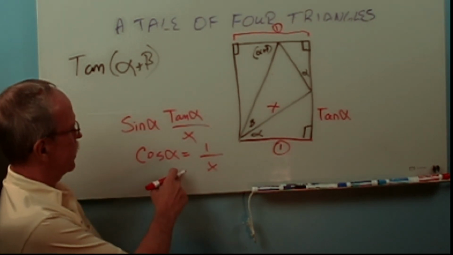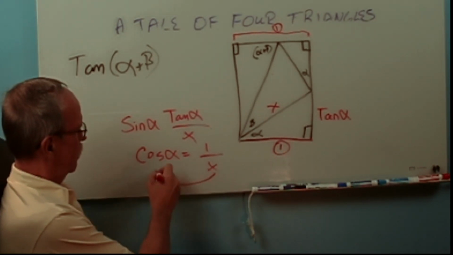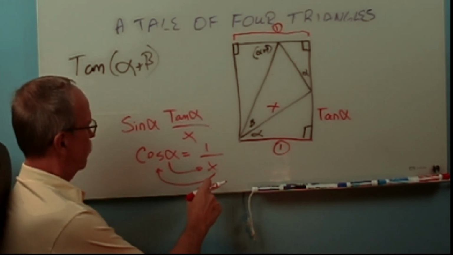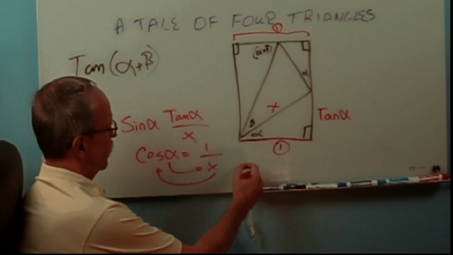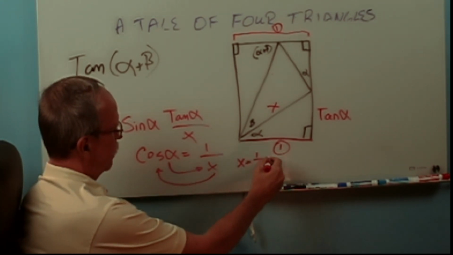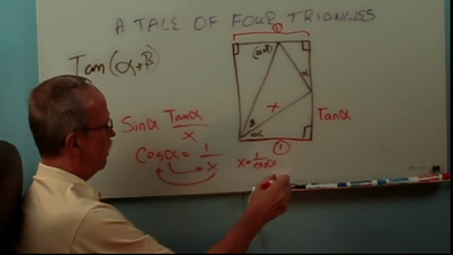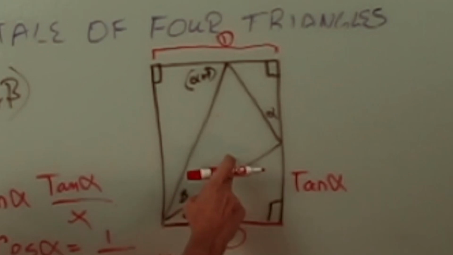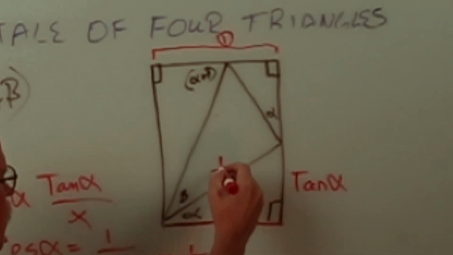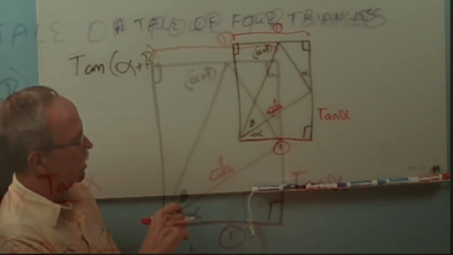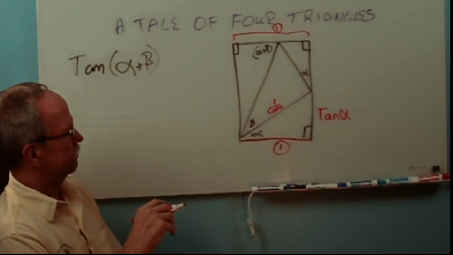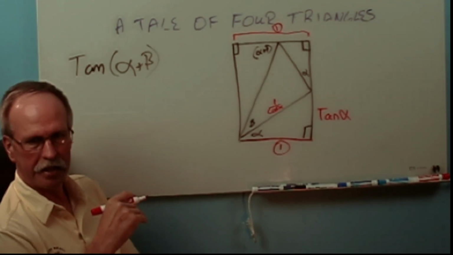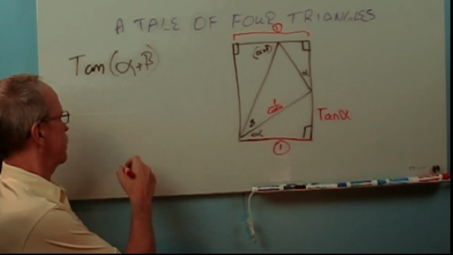Now, how do we solve for this one? Well, we can move that over there, and we can move that down there, and what we end up with is x equals 1 over the cosine of alpha. So let's replace that up here. Okay, so now we're in this triangle. I think we'll approach it the same way that we did this one. We're looking for tangents, so let's see if we can get some tangents here.